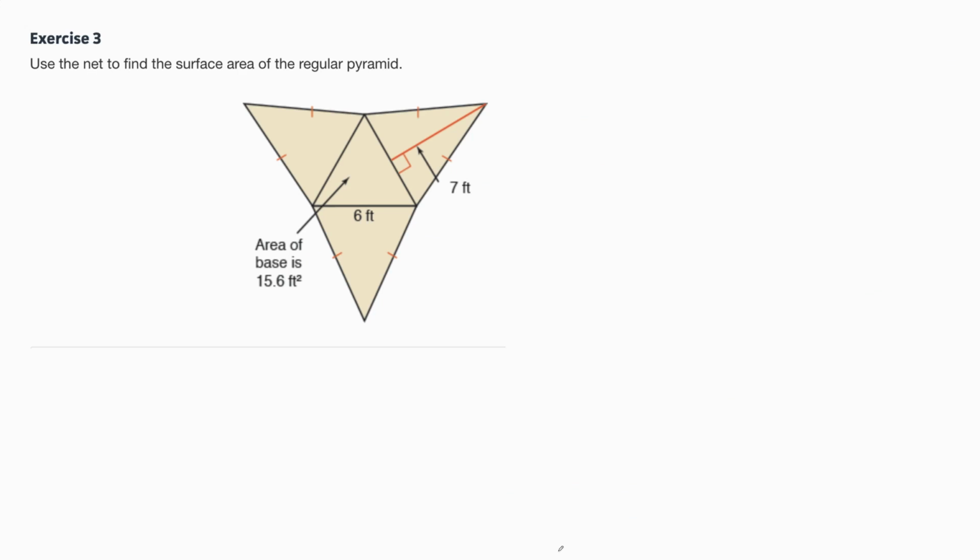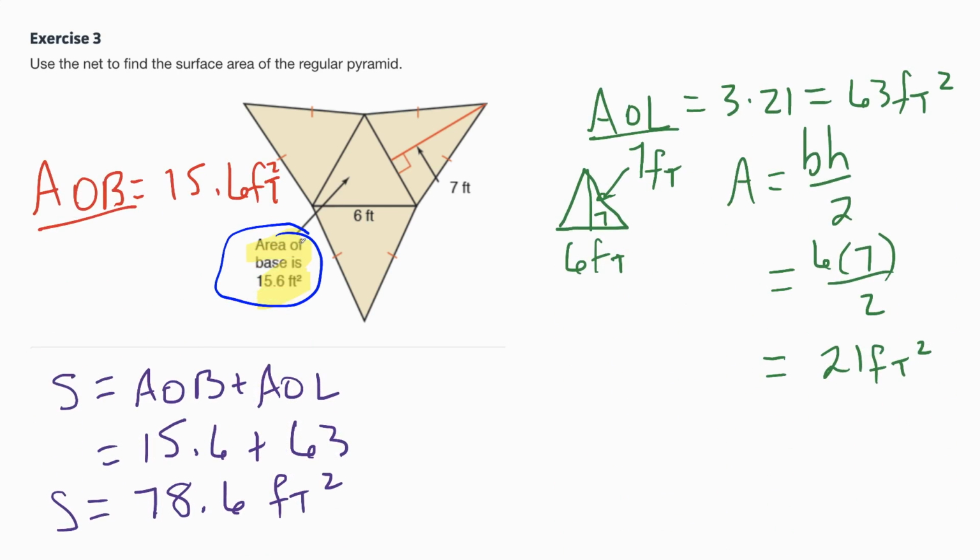Moving on. Use the net to find the surface area of the regular pyramid. Pay attention to this problem when you see it. They give you the area of the base, so they give that to you. And then you have to find the area of the lateral faces. How many lateral faces are there? There are 3. That's why when I find the area of one triangle, I multiply it by 3 to get my lateral surface area. And then I just add it to the area of the base and I get my answer.